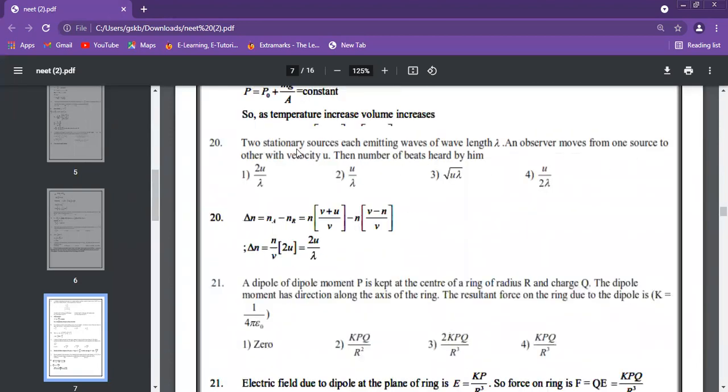Next, this is from the last chapter, waves and oscillations, the Doppler effect, apparent frequency. Two stationary sources each emit light of wavelength lambda. An observer is moving from one source to the other with velocity u. The number of beats they ask for is equal to 2u by lambda.